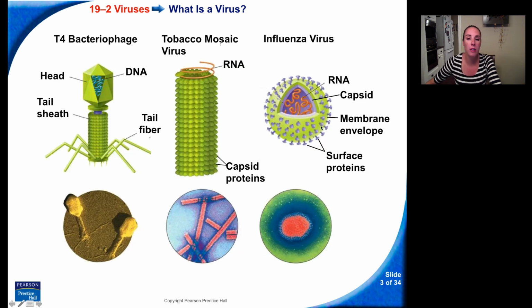So here's a couple of examples of different types of viruses. This is a T4 bacteriophage. It's a virus that infects bacteria. Here's a cartoon drawing and the microscopic image. Tobacco mosaic virus. And then the common flu virus, the influenza virus, looks like this.